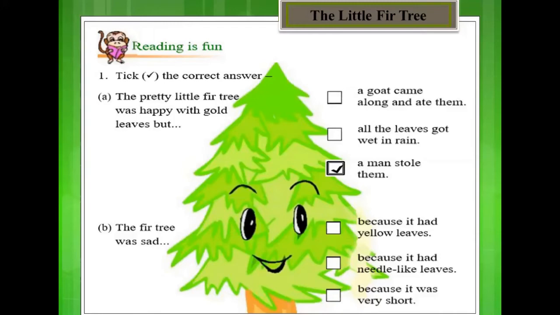Our second question is, the fir tree was sad because it had yellow leaves, because it had needle-like leaves, because it was very short. Now quickly find out the correct answer here, children. Very good. The correct answer is because it had needle-like leaves. So children, please put a tick mark against the answer because it had needle-like leaves.